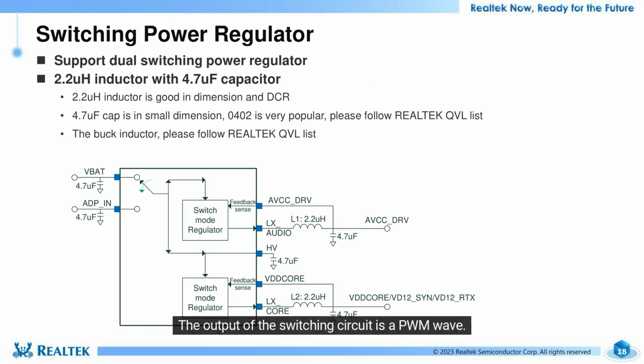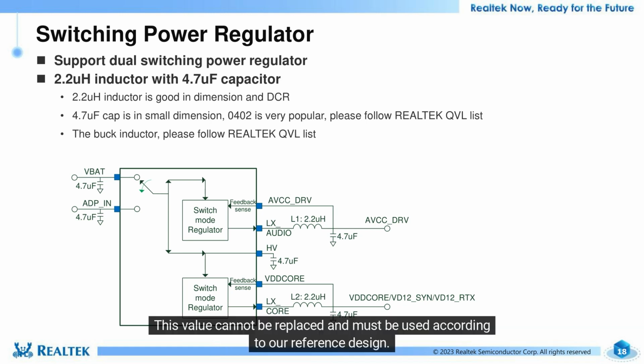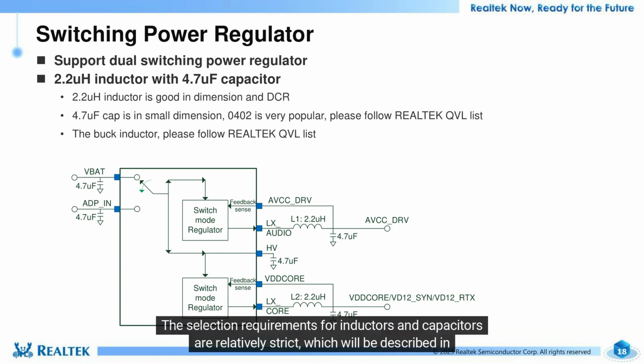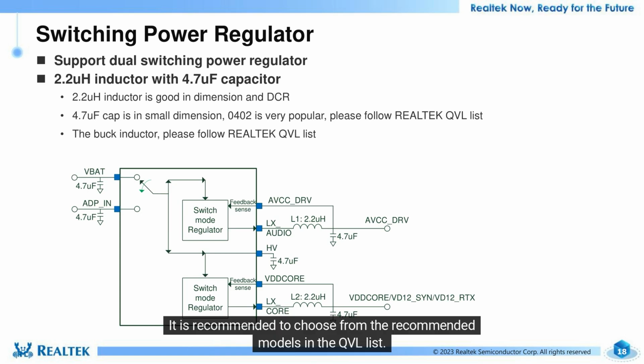The output of the switching circuit is a PWM wave. It is necessary to add an additional LC filter circuit at the output. The value of the inductance of the filter circuit is 2.2 microhenries, and the capacitor is 4.7 microfarads. This value cannot be replaced and must be used according to our reference design. The selection requirements for inductors and capacitors are relatively strict, which will be described in detail in the QVL section later. It is recommended to choose from the recommended models in the QVL list.